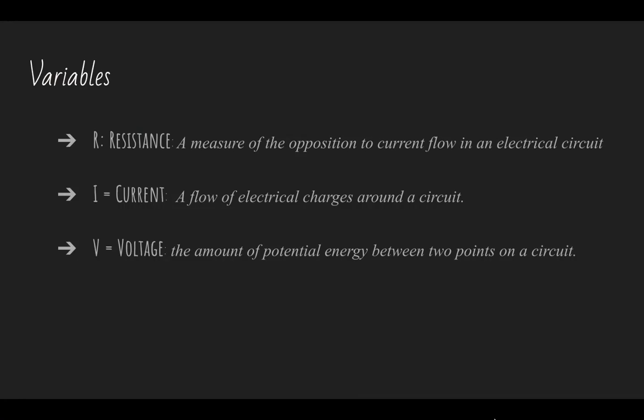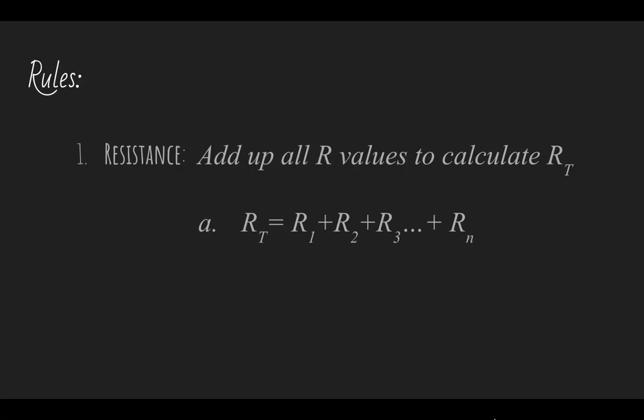R, resistance, a measure of the opposition to current flow in an electrical circuit. I, current, or a flow of electrical charges around a circuit. V, voltage, or the amount of potential energy between 2 points on a given circuit. So, for each of the given variables, they have separate rules to be followed.